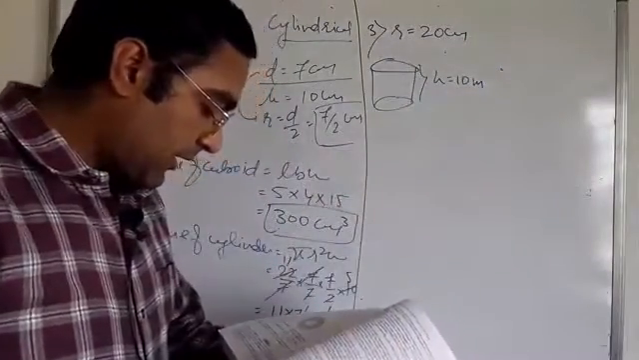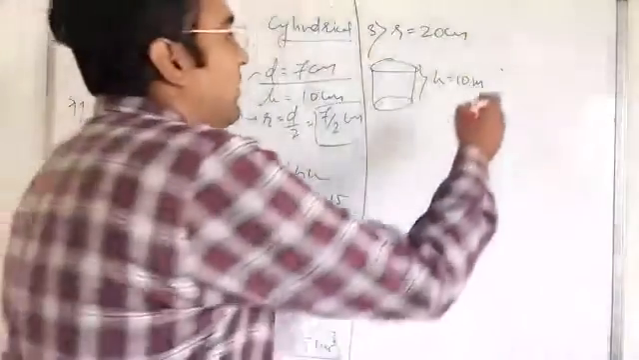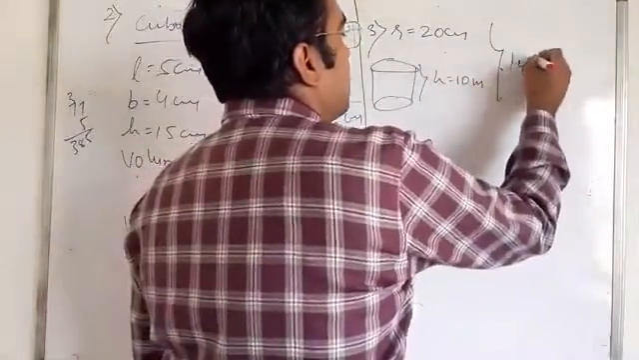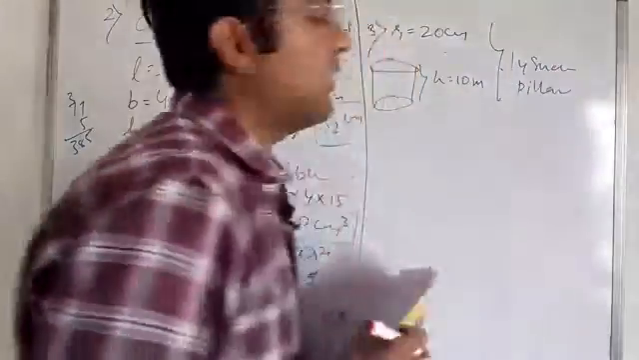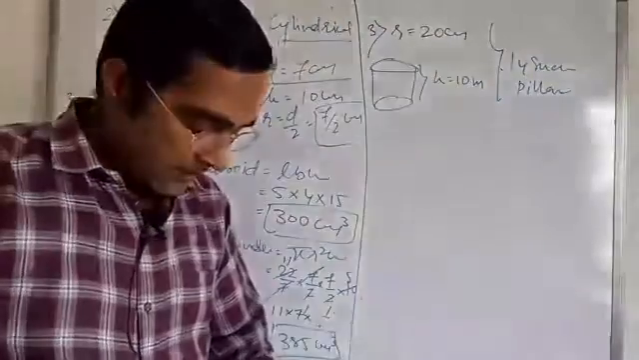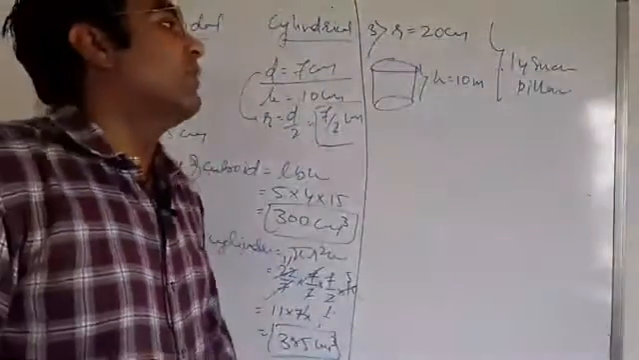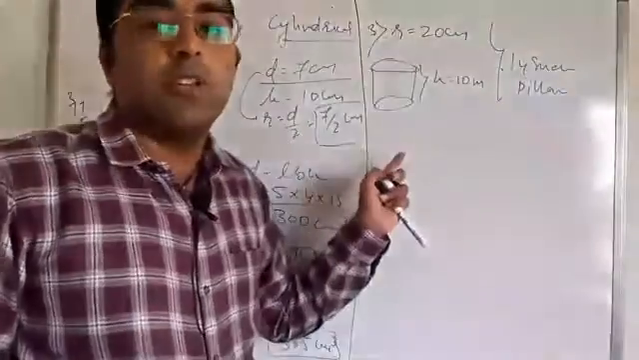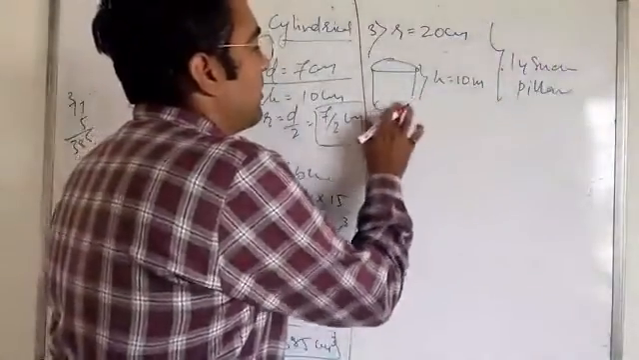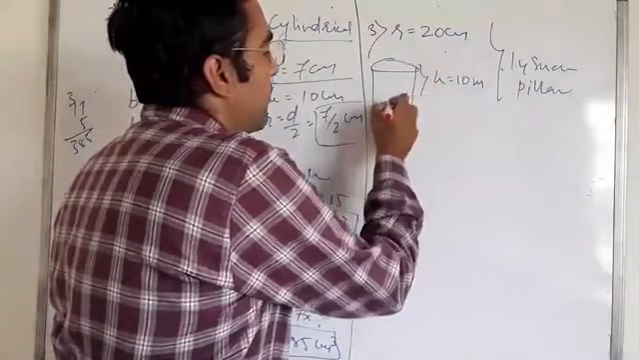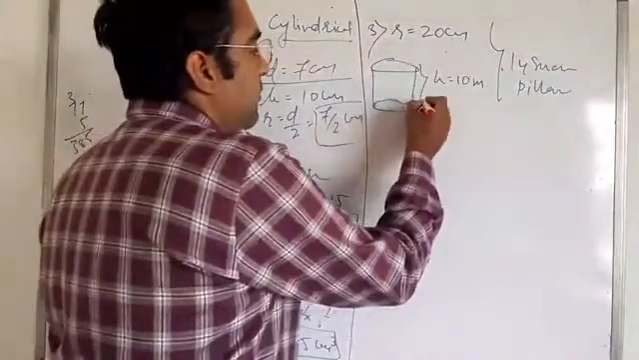How much concrete mixture would be required to build 14 such pillars? We have to find the volume for the 14 such pillars, because we need to complete them with the mixture of concrete. Okay, so now let's start to find the volume.